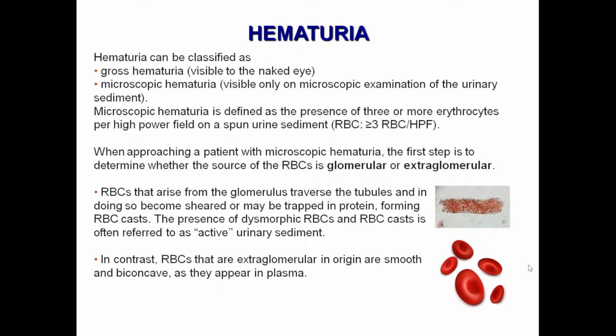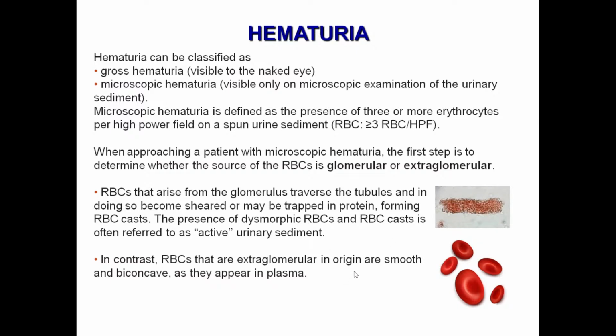Microscopic hematuria is defined as the presence of 3 or more red blood cells per high power field in the urine sediment. When approaching a patient with microscopic hematuria, you have to differentiate between the glomerular or extraglomerular reasons for hematuria. If red blood cells arise from the glomerulus tubular system, they might be trapped in a protein, forming the red blood cell casts.